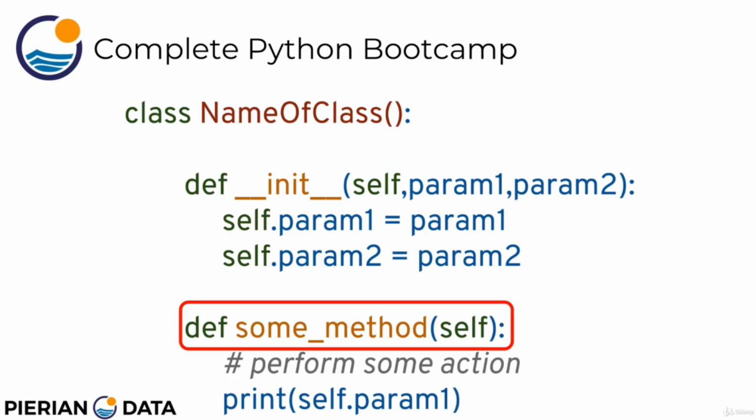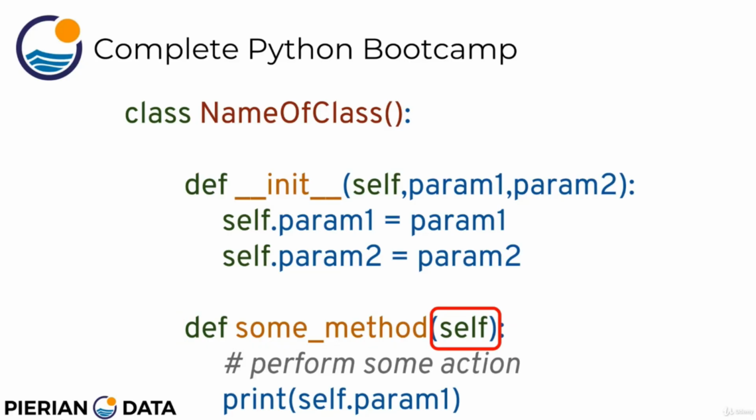We say def, the name of whatever you want your method to be, and then you pass in that self keyword again to let Python know that this isn't just some function, it's a method that's connected to this class. And that's why we use the self word, to connect these methods to the class so that when you call something like self.param1, it knows that you're referring to the attribute param1 that's connected to the class itself.